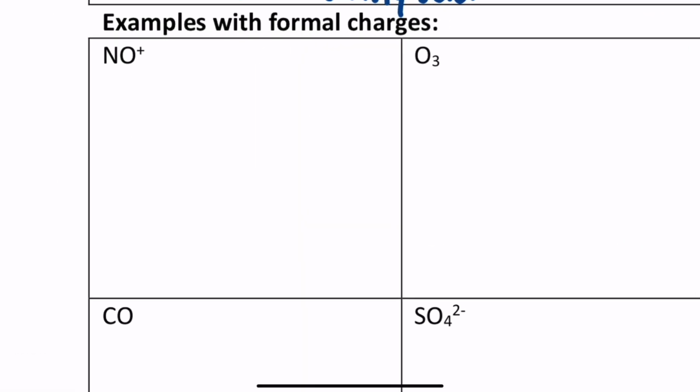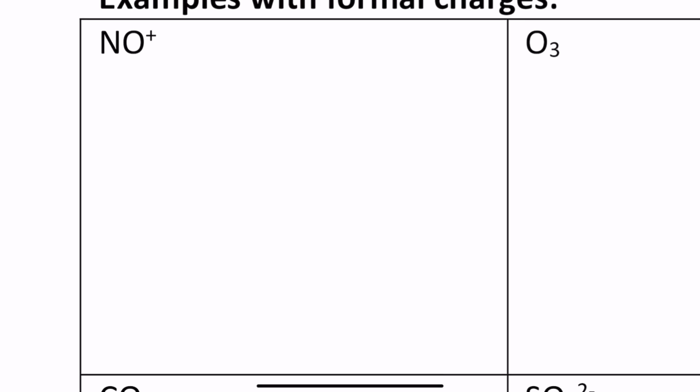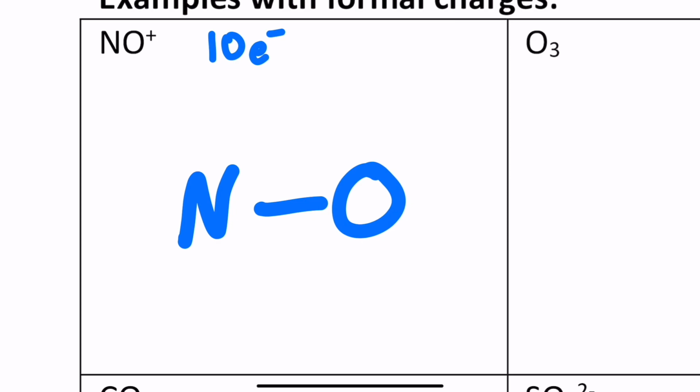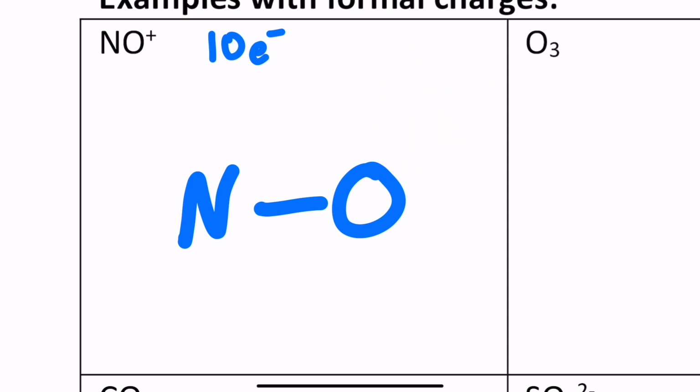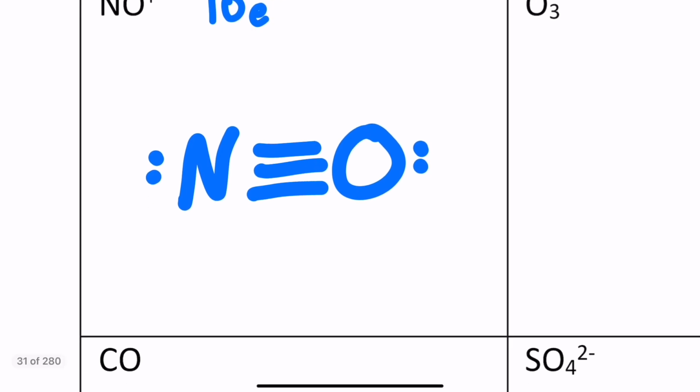Let's do a few examples, starting with a simple one, the NO plus cation. That's 10 electrons, 5 for the nitrogen, 6 for the oxygen, and 1 fewer because of the plus charge. That's how you get 10. There's only 2 elements, so it must be a nitrogen bonded to an oxygen, and this actually has the same electron count as N2. So if you look back up at the upper right, it's going to have the same bonding pattern. It's going to be a triple bond with a lone pair on each of the elements.